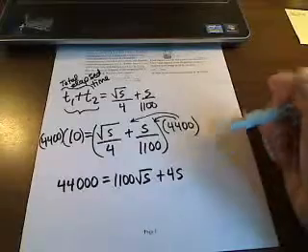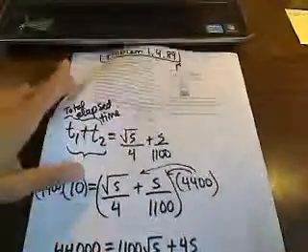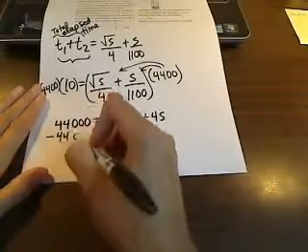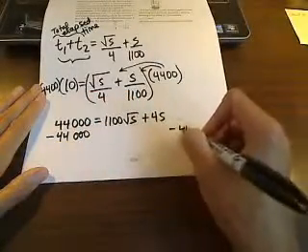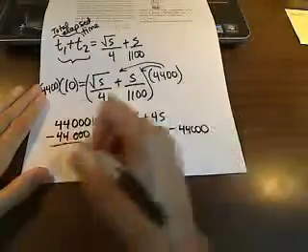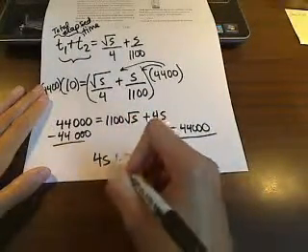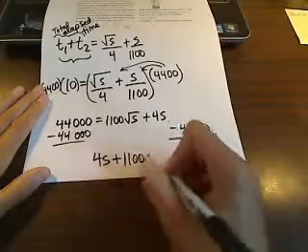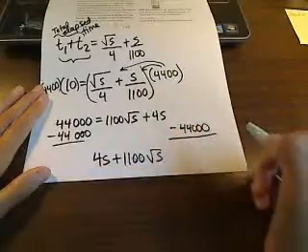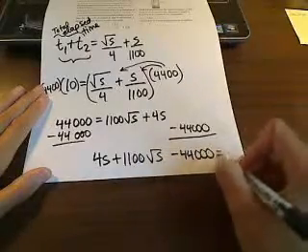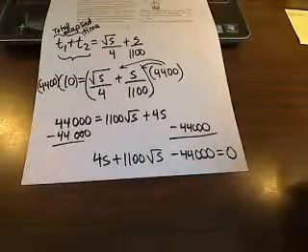Okay, so now what I want to do is write this in quadratic form. So I'm going to go ahead and subtract the 44,000 and move it to this side. And I'm going to rewrite it in descending order as well. So this is 4s plus 1100 square root of s, and then minus 44,000, and that's equal to 0.